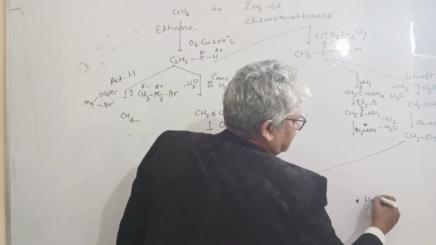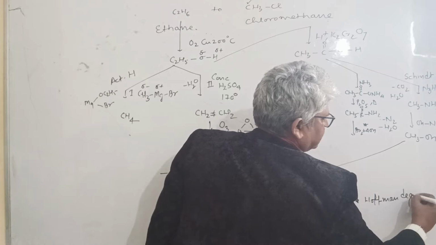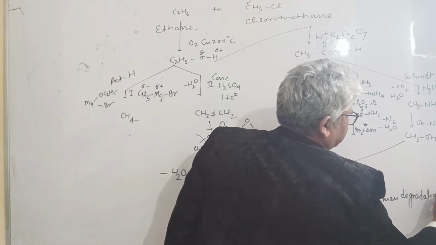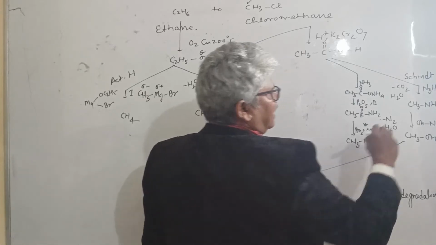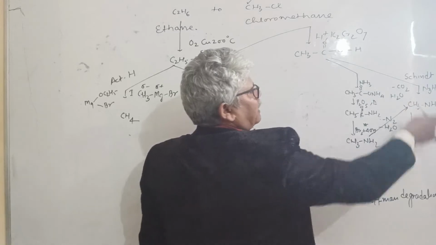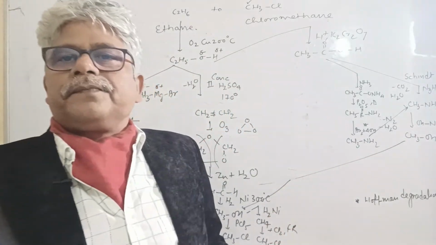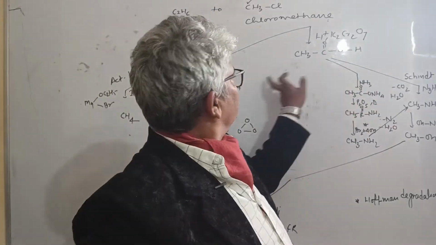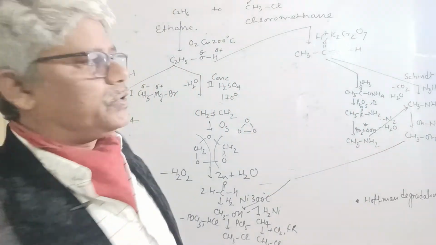This is Hoffman degradation. Name reaction again. Hoffman degradation reaction. This results into formation of primary amine, that is methylamine or aminomethane, and aminomethane then can be converted back to chloride like this. This is number 1, 2, 3 and 4. We are remaining with 2 more.